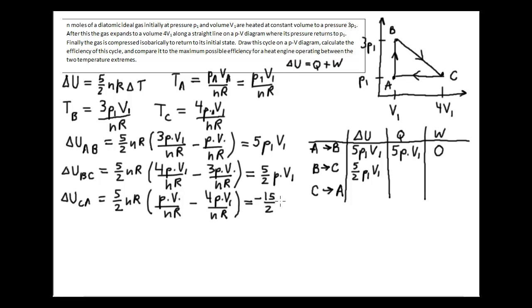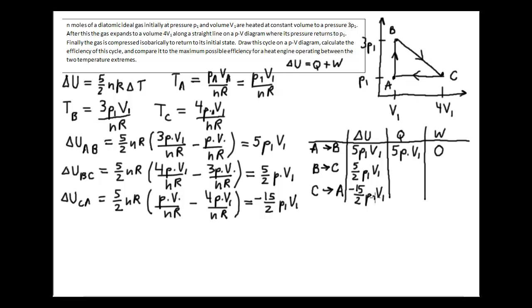Note that it's negative and makes sense because the temperature clearly is going down. When you go from C to A, you're getting closer to the origin, and we know from the ideal gas law that that means the temperature is lower. And so a negative value should not surprise us. We should really expect to have that in a step like this. So negative 15 halves, P1, V1.